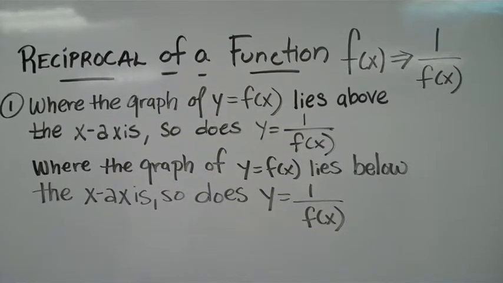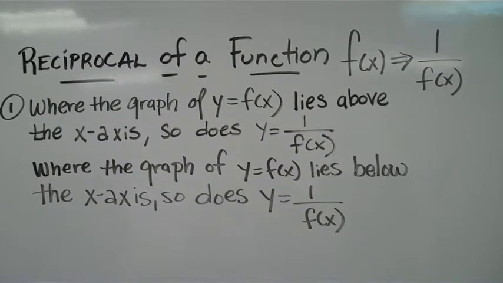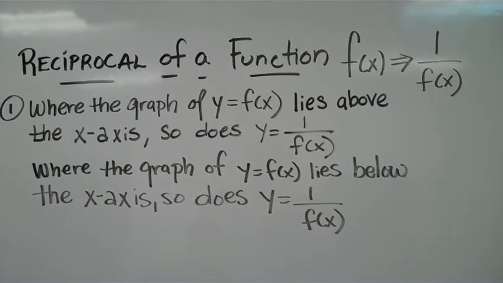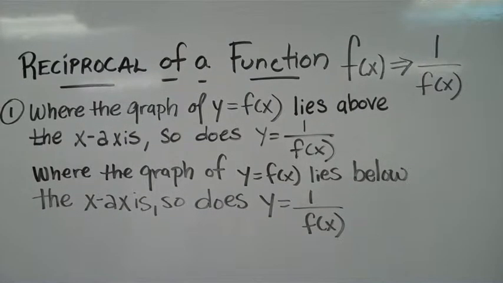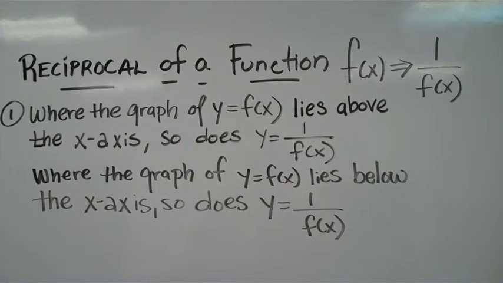Rule number 1. Where the graph of y equals f of x lies above the x-axis, so does its reciprocal, y equals 1 over f of x. And where the graph of y equals f of x lies below the x-axis, so does y equals 1 over f of x, its reciprocal.